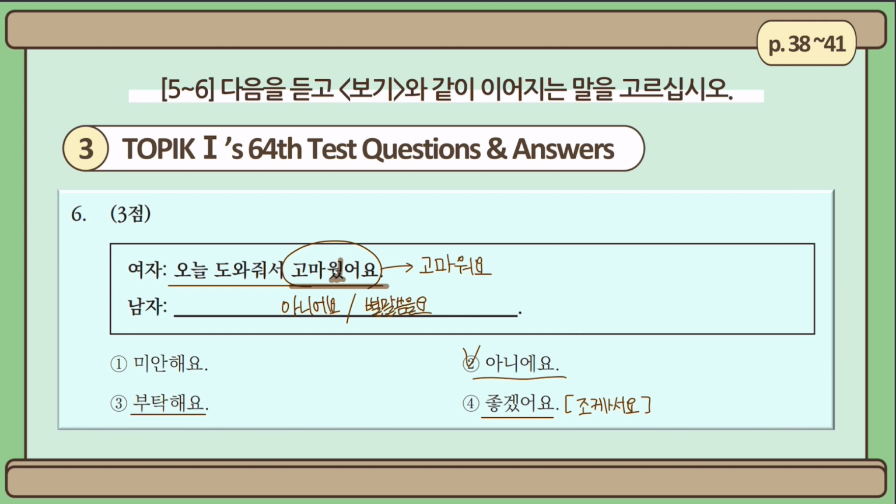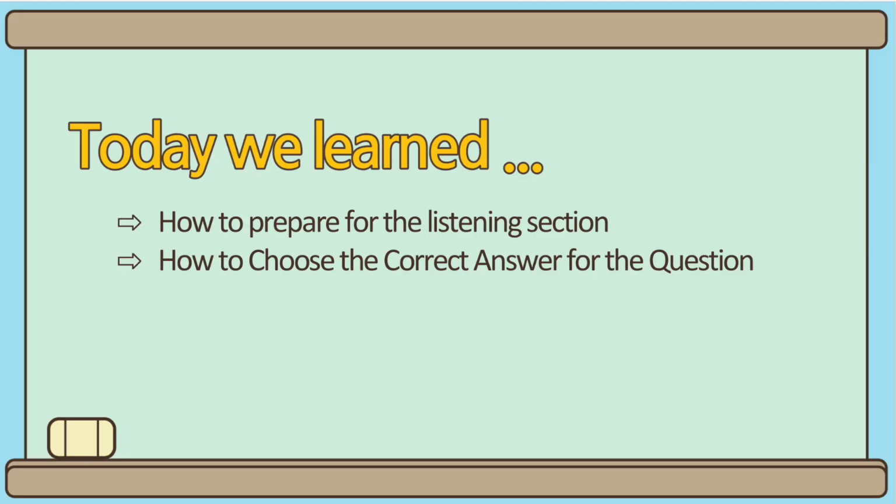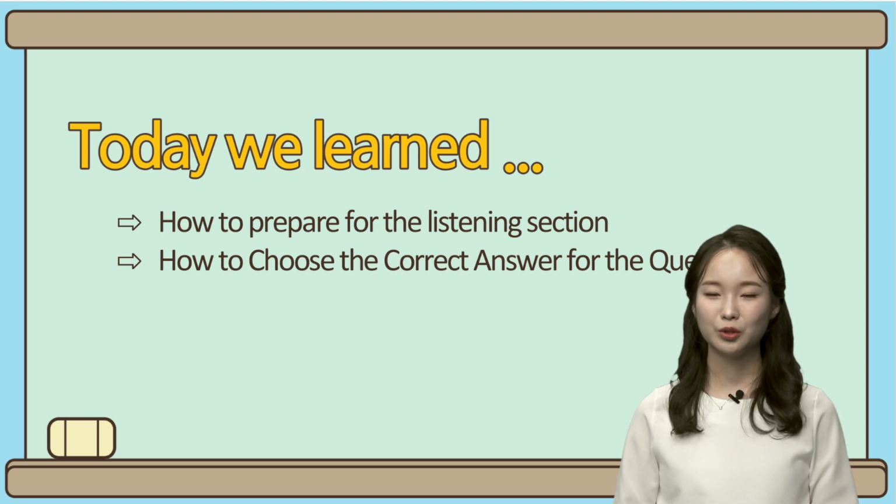Good job, guys! That's all for today. Today we learned how to prepare for the listening section and some tips for question type number 1, choosing the correct answer to the question. If you need a more detailed explanation for each of the points we covered today, please refer to the related lesson videos from the SEEMILE Korean for Beginners class or leave comments below.